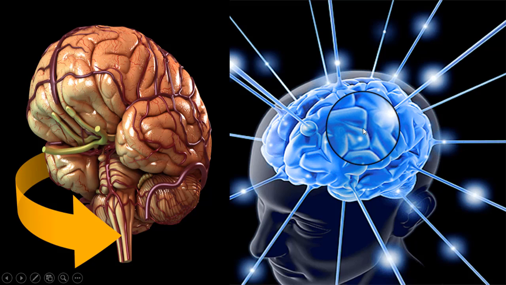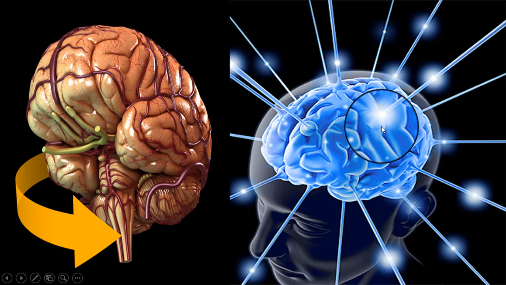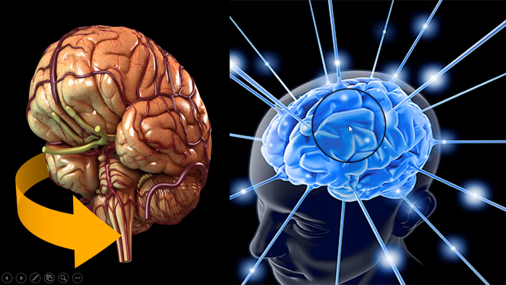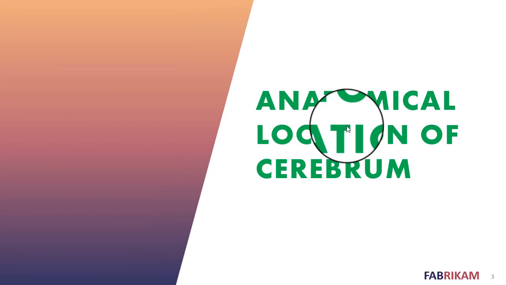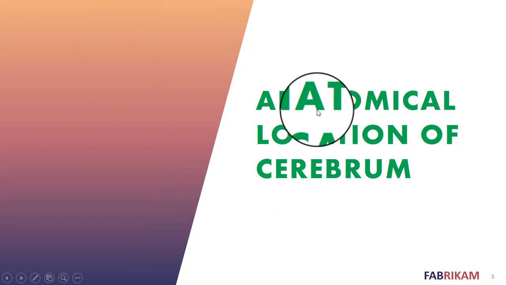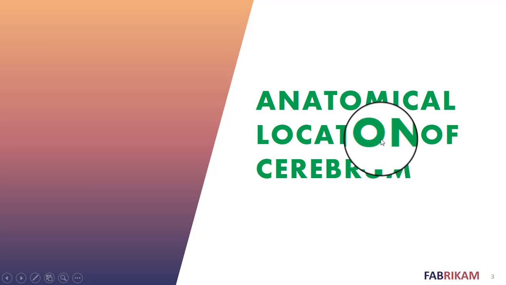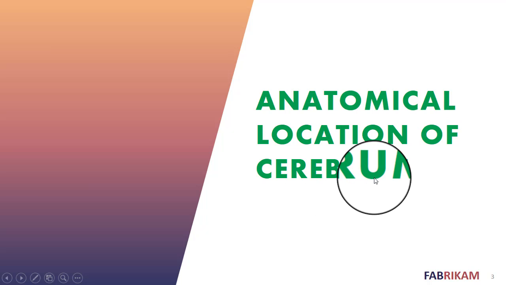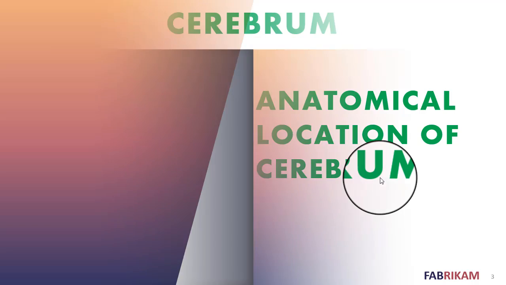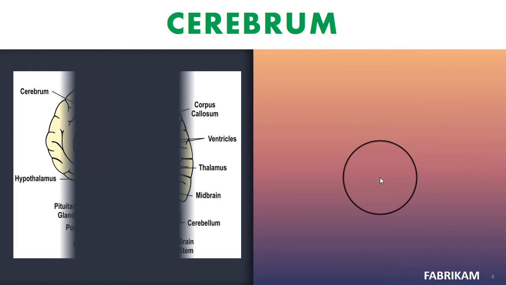Embryologically, the cerebrum is derived from the prosencephalon, and the cerebrum is also called the telencephalon. Now next we'll talk about the anatomical position, the location and the structures of the cerebrum. So let's talk about the anatomical position of the cerebrum.